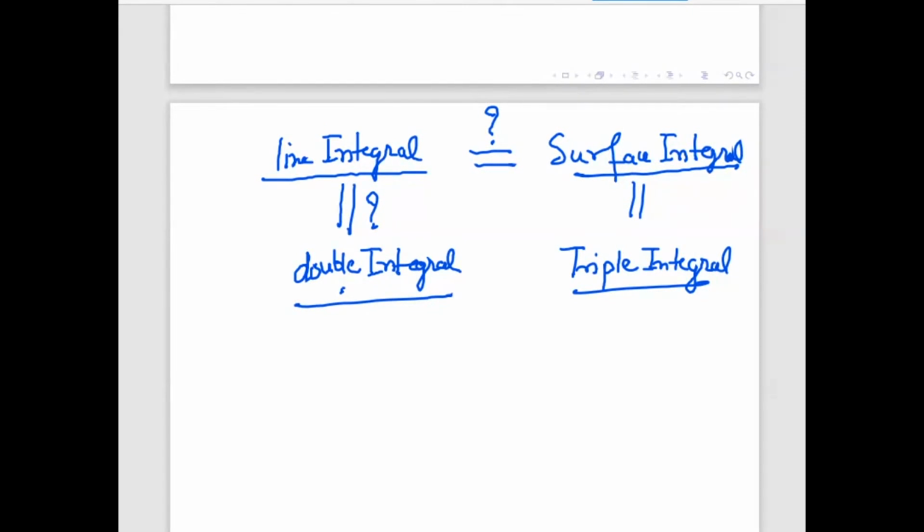This last one is given by Stokes, that is called Stokes theorem. This one is given by Green, so it is Green's theorem, and this one is by Gauss, so Gauss divergence theorem.